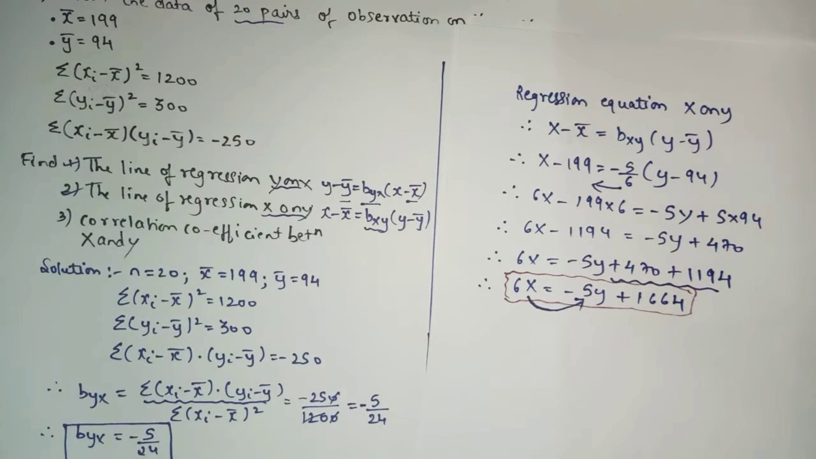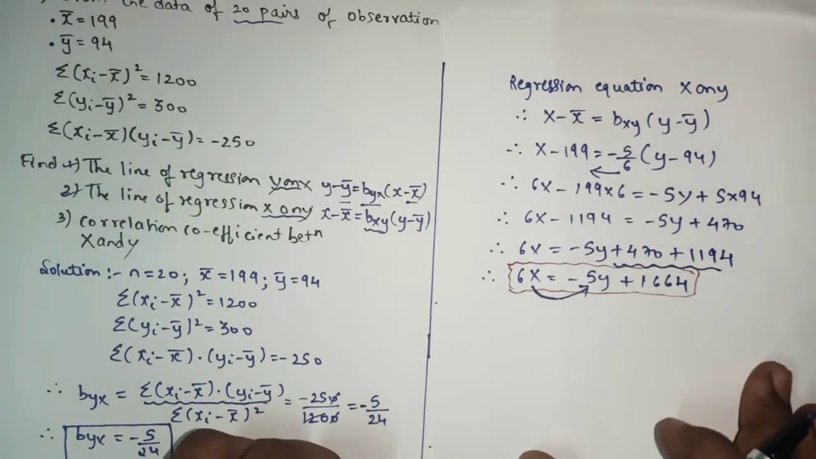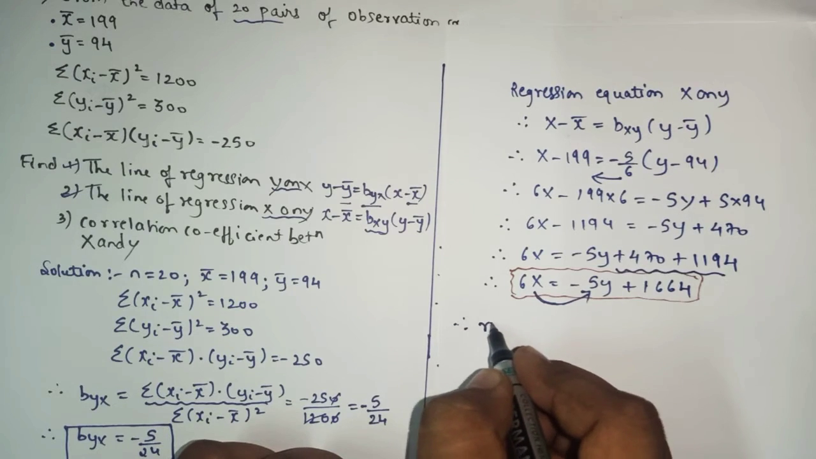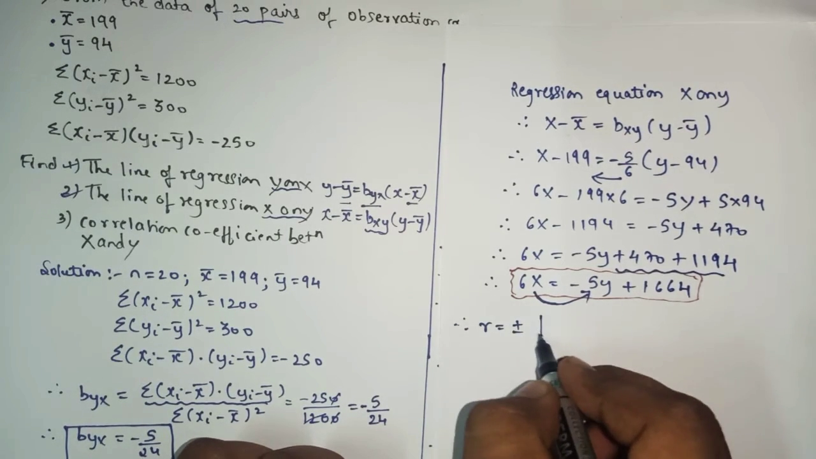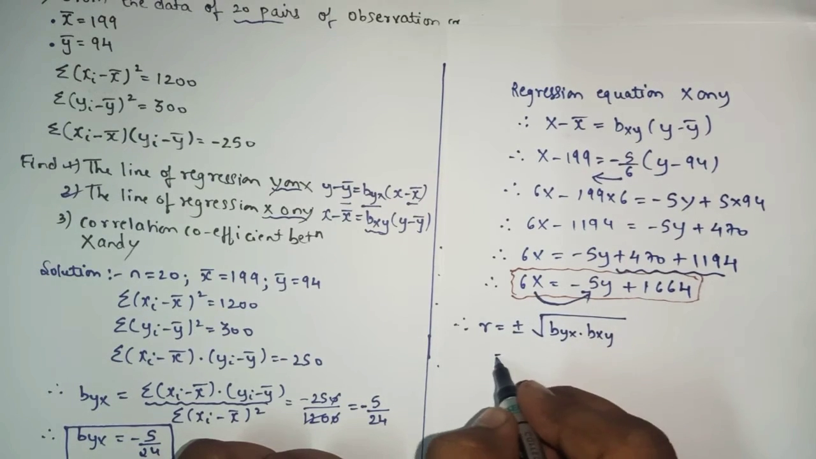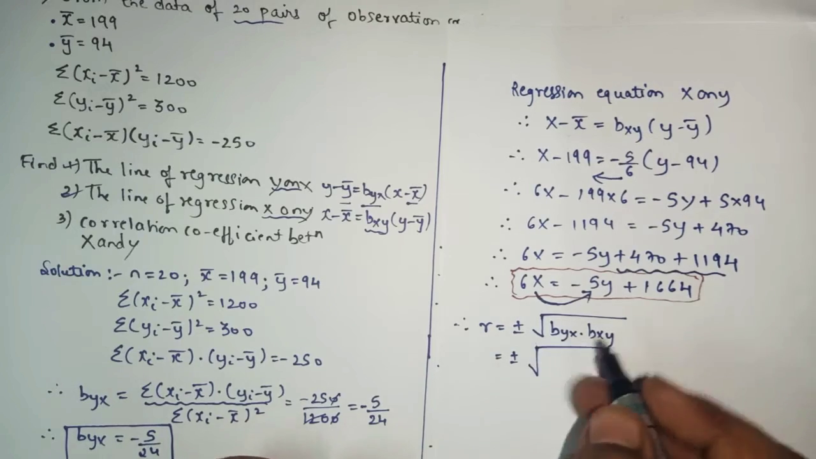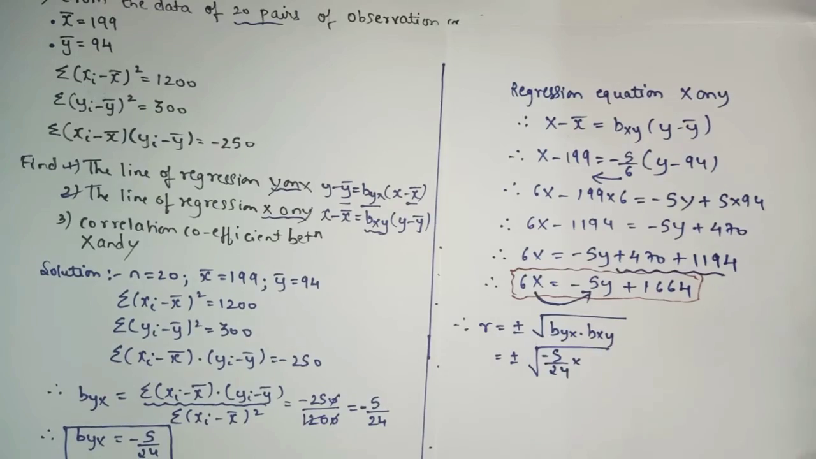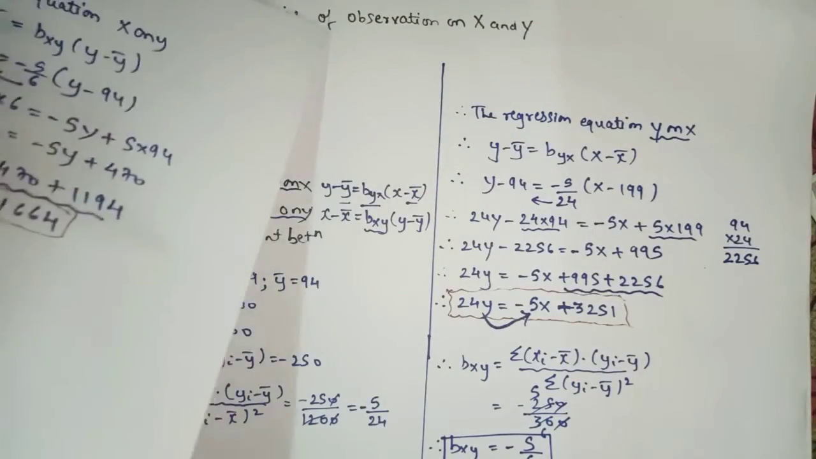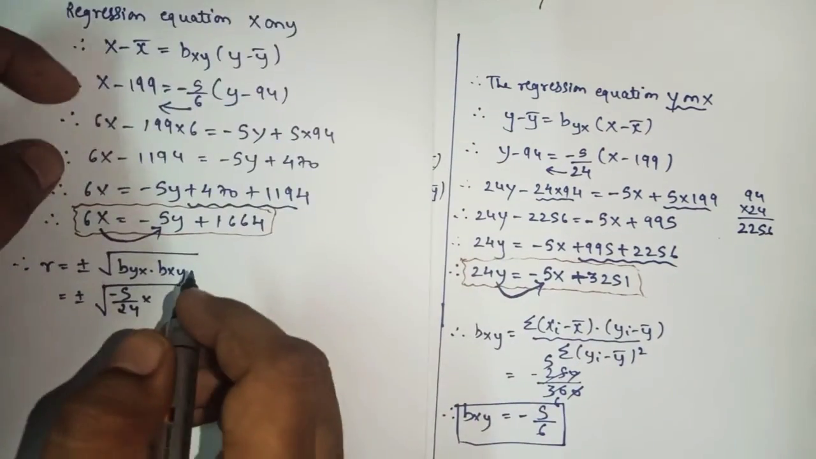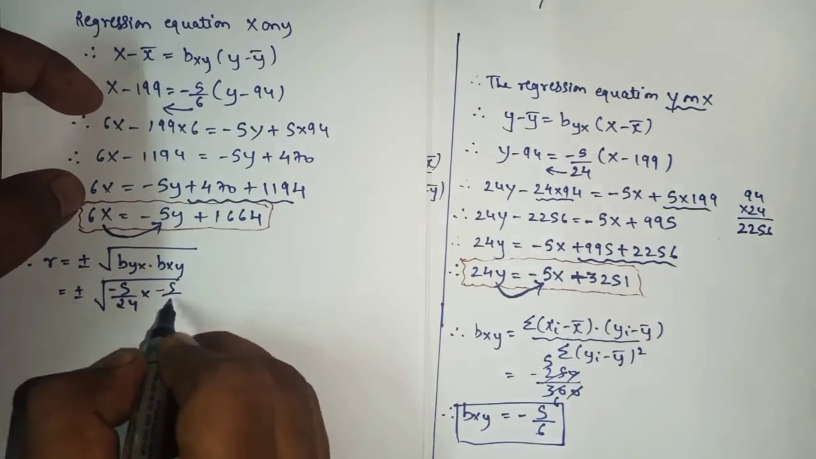Now simply we have to find the third one, that is coefficient of correlation. As we know, coefficient of correlation means r. To find r, the formula is plus minus square root of byx into bxy. So plus minus, byx is what? Minus 5 upon 24. Bxy is minus 5 upon 6.